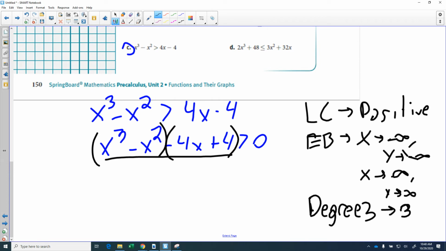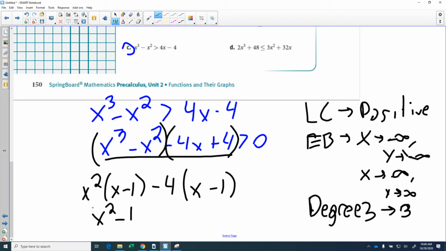Well, x cubed and x squared both have an x squared in common, leaving me with x minus 1. Negative 4x plus 4 both have a 4 in common, but I want to pull out that negative with it to give me x minus 1. That will leave you with x squared minus 1 and x minus 1.